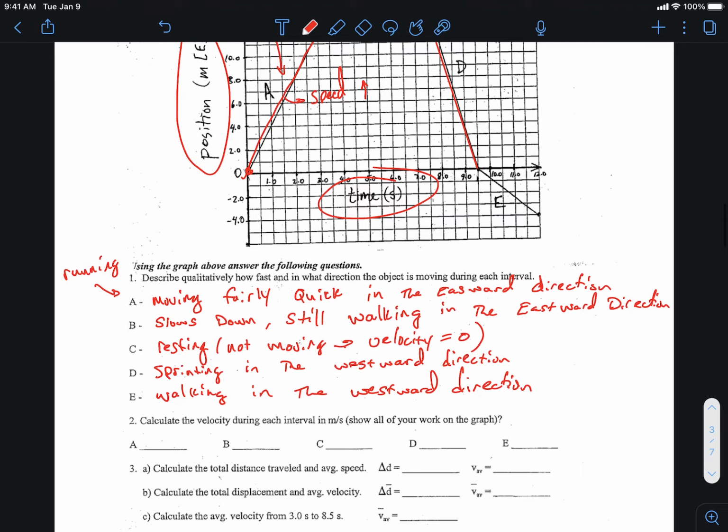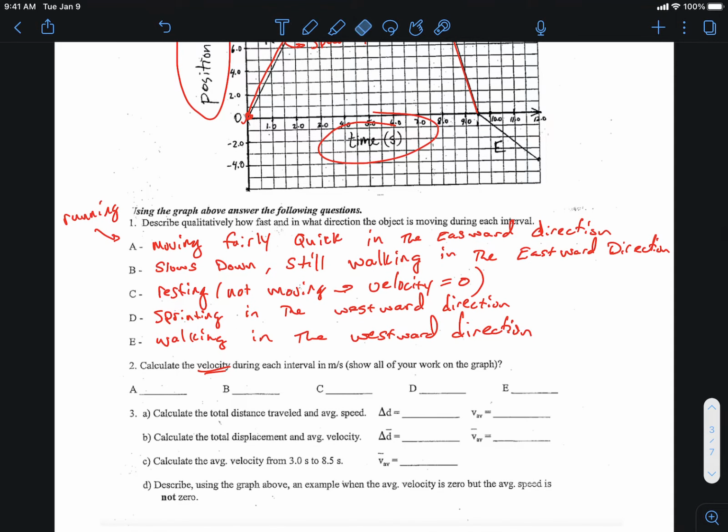Remember, when you see the word velocity relative to the word speed, you have to include which direction they're going in, eastward or westward, depending on if it's positive or negative. Okay, and so for this, if I were to calculate the slope of line segment A, we're going to see that it's 4 east. And for B, we're going to see 1 meter per second east.